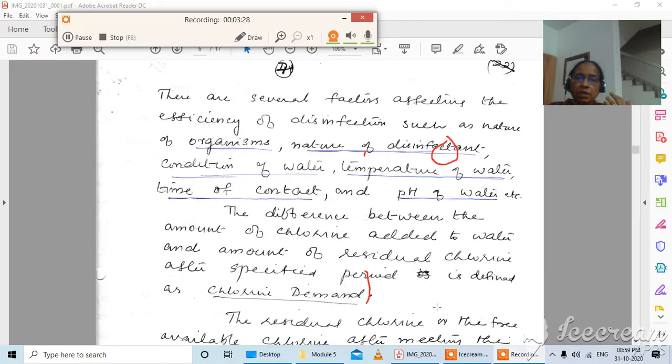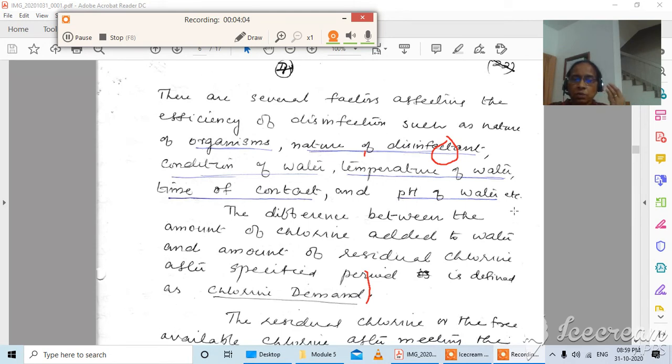That is why there are several factors which affect the efficiency of disinfection. What are the factors? First one, the nature of organisms, then nature of disinfectant, then condition of water, temperature of water, time of contact and pH of water.